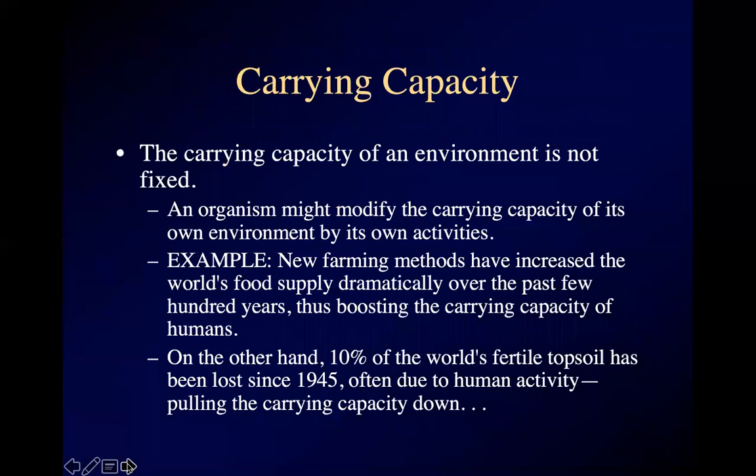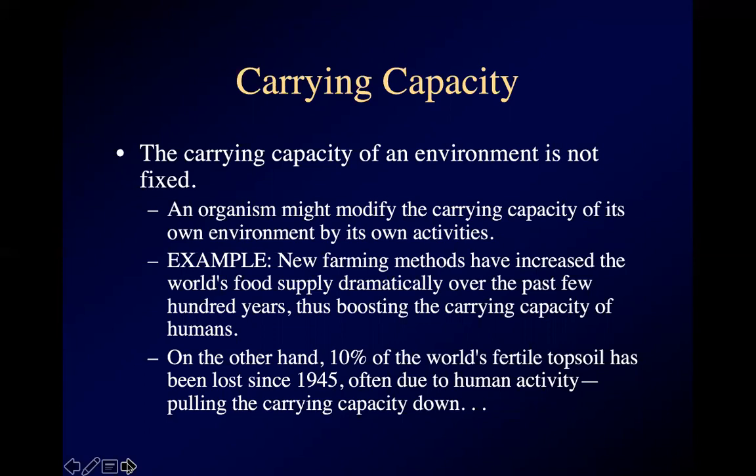The last thing I should mention is that the carrying capacity of an environment is not truly fixed. Things can happen that increase it or decrease it. And in particular, an organism can modify the carrying capacity of its own environment by its own activities. And there's examples like when plants grow and drop their leaves, decaying leaves in a typical forest actually go back into the soil and may ultimately increase the soil's fertility and make it possible for more plants to grow than otherwise could be.